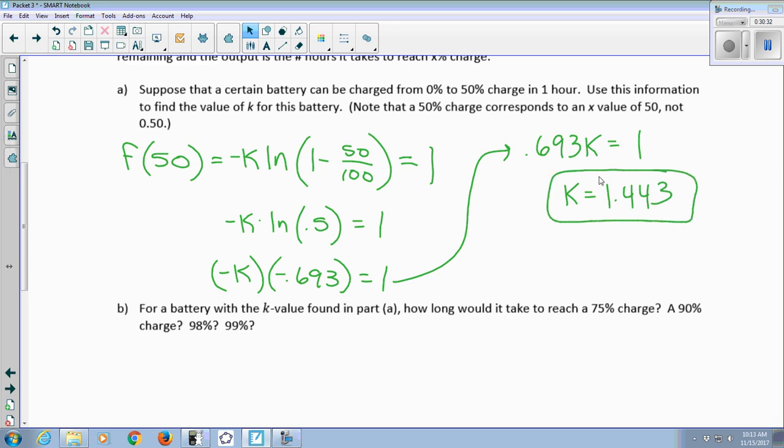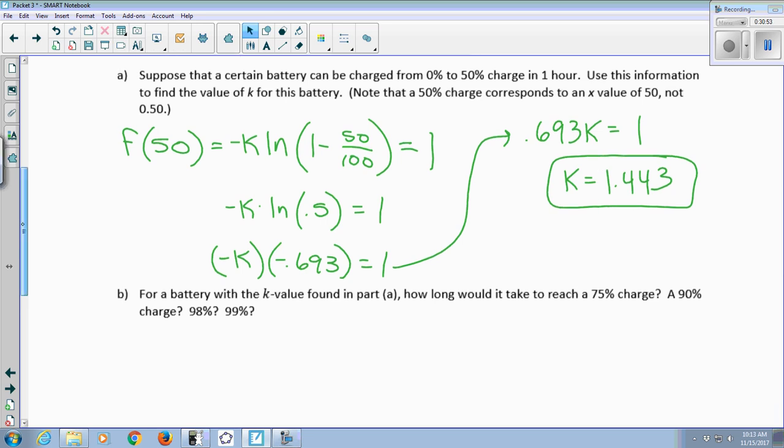So for this particular battery, if it's your cell phone and it takes 1 hour to go from 0% to 50%, then the K value for that battery is 1.443. So let's say that that particular battery has a K value of 1.443, we'd like to know how long it would take to reach a 75% charge, a 90% charge, 98, 99.